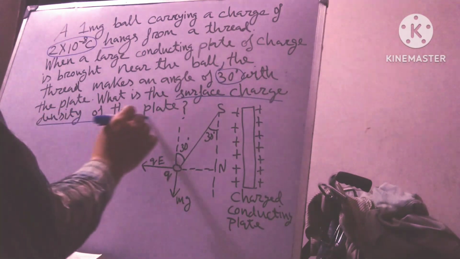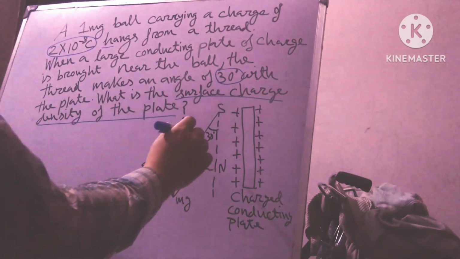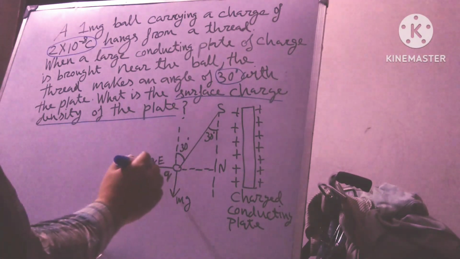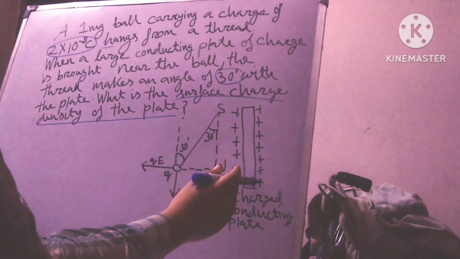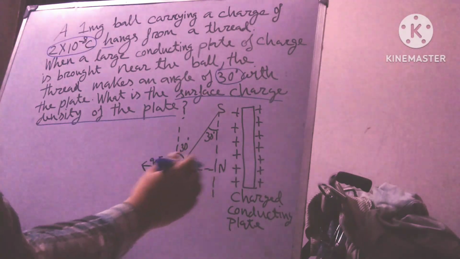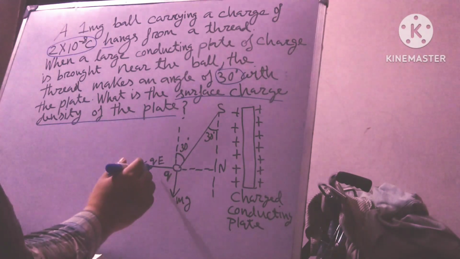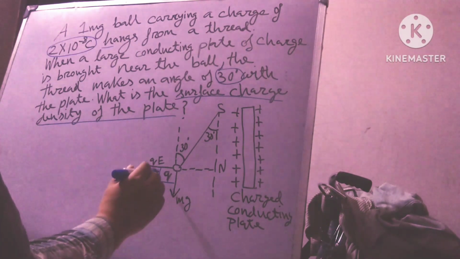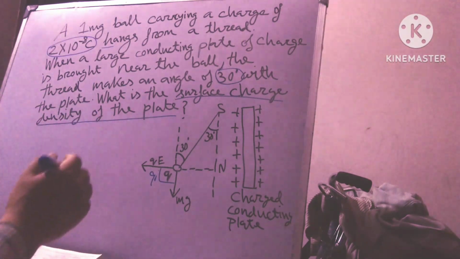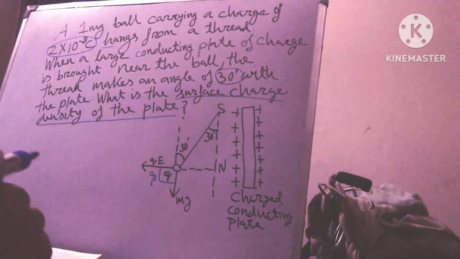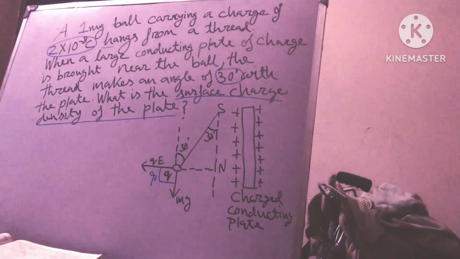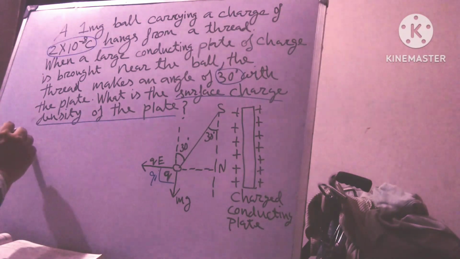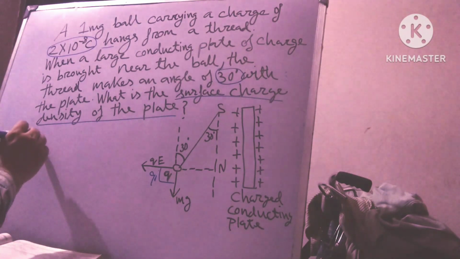So friends, you see that this is the thread that makes 30 degrees, and this is the charging plate, so the force is always this way, perpendicular. This is the 90 degree angle. So friends, it is in equilibrium. Okay, I hope it is clear.